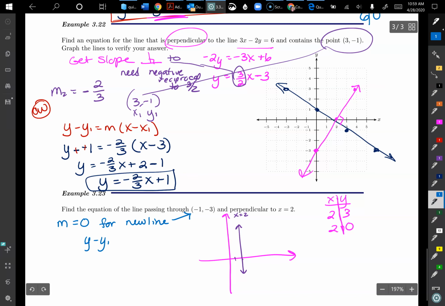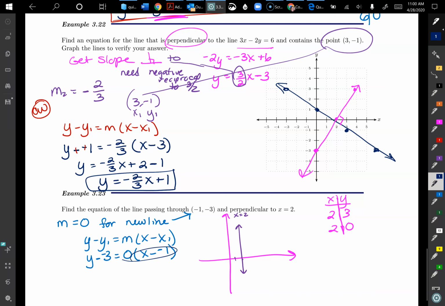y minus y sub 1 equals m times x minus x sub 1. And we would plug in our values: -3 for y sub 1, 0 for the slope, x minus -1. Okay, but now when I multiply this out, that's all going to be 0, correct? And this would be +3, so I end up with y equals -3.